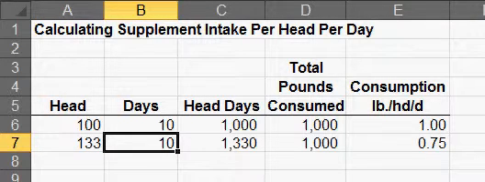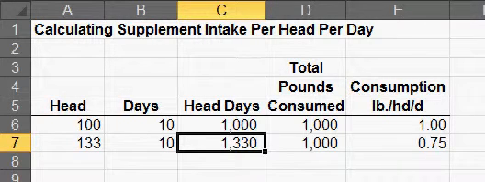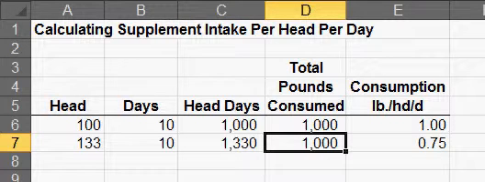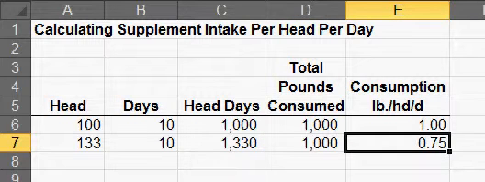Still using 10 days. My head days is now 1,333, and I'm going to say we still consume that 1,000 pounds in 10 days. And now, as you can see, the consumption is much more typical at 3/4 of a pound per head per day.